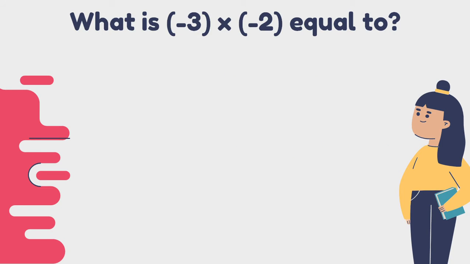Okay. What is negative 3 times negative 2 equal to? We interpret negative 3 times negative 2 as the negative of the bracket 3 times negative 2. So you need to solve 3 times negative 2 first. It's equal to negative 6, and then the negative again becomes positive.